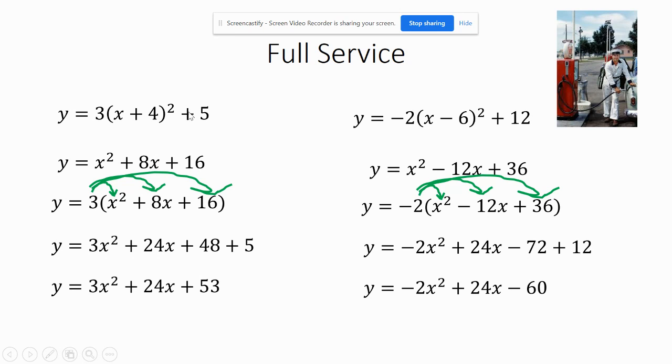But anyway, what you do is follow the order of operations, square your binomial, multiply if there's an a term, and then simply add that last term to it. The big key is getting your binomial multiplied by your a term, then add your c term. Full service vertex to general form.